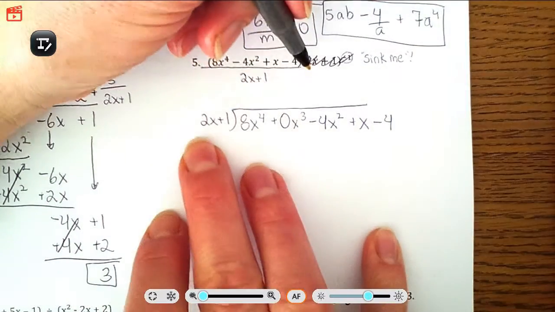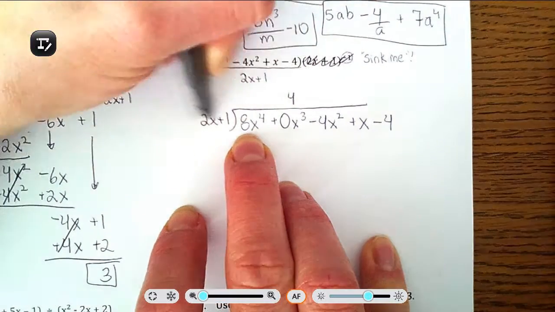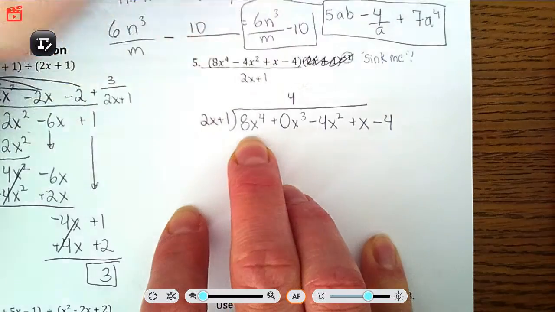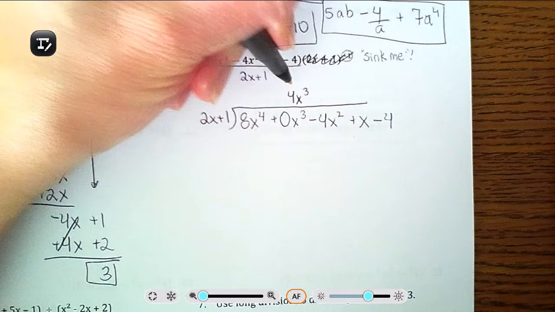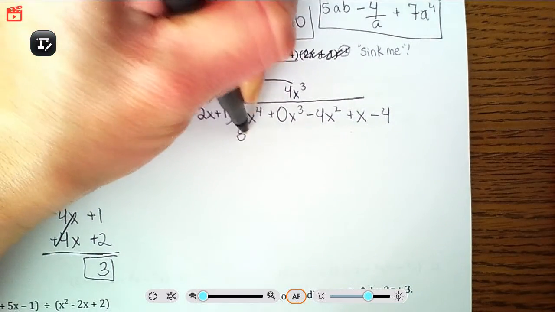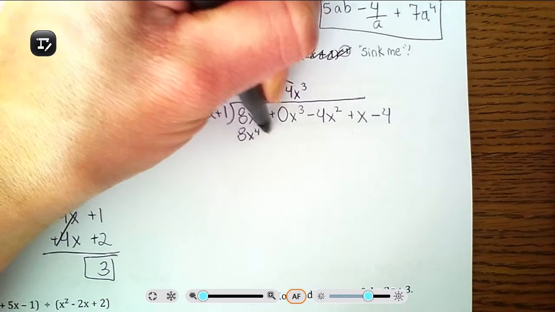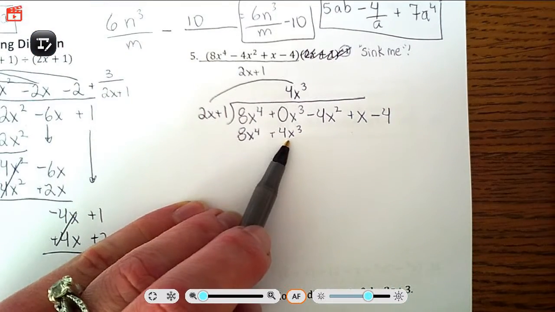Okay, now try to match these up. What times 2 gets you 8? 4 times 2 gets you 8. What times x is going to get you x to the fourth? X to the third. Okay, let's write a little smaller this round. 4x to the third times 2 is 8x to the fourth. 4 times 1 is 4x to the third. See how we got something that's an x to the third?